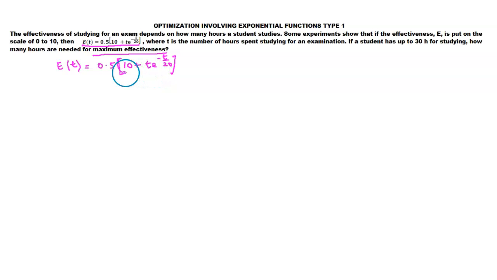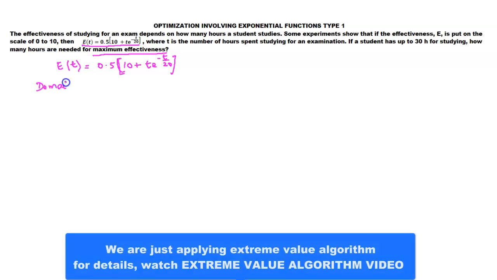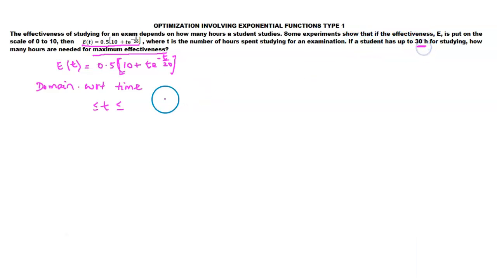Once we see this equation, our first step is writing the equation. That is done. Second step is writing the domain. If I want to find out the domain with respect to time, I need to find my minimum and maximum time for studying for the exam. We see here that a student has up to 30 hours. So a student can study 30 hours, or up to 30 hours, or not study at all. So this is going to be our domain. Next step is to find the derivative of effectiveness.